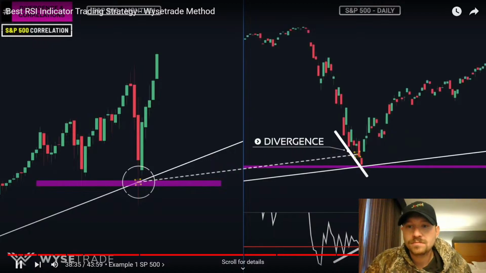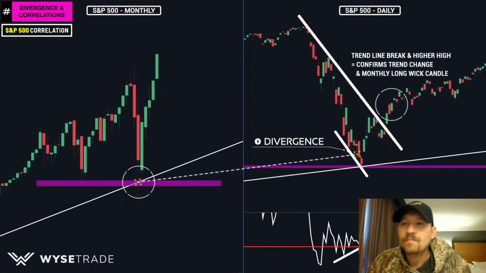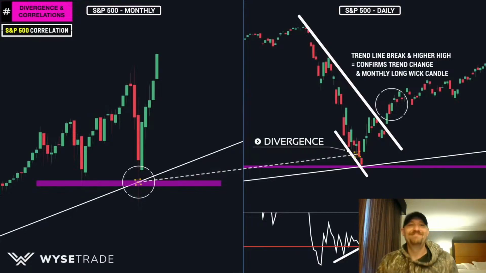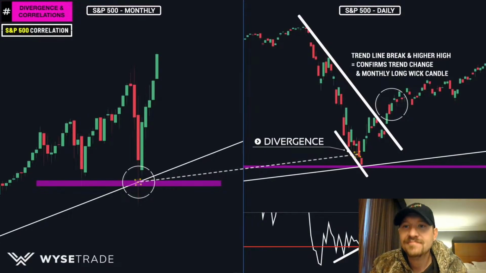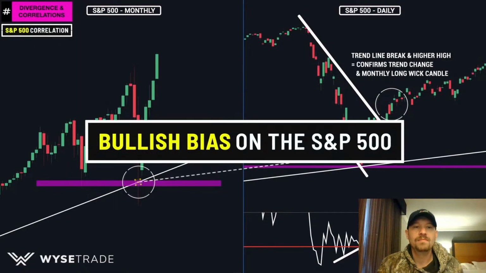You then place your trend line above, and once price broke through it, you had your higher high, which again confirms the trend change and shows that the downtrend is over and that the larger uptrend can continue. So the monthly is now confirmed by the daily trend change, which then gave us a bullish and long bias.